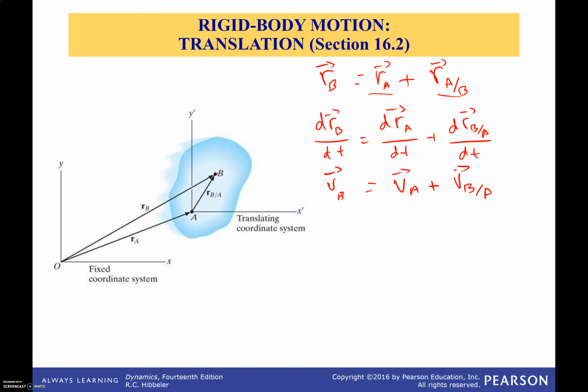Now, if there is a pure translation, this term is 0. Then you get that v_B is equal to v_A, and also a_B is equal to a_A. These are the key features of translation: those two equations.